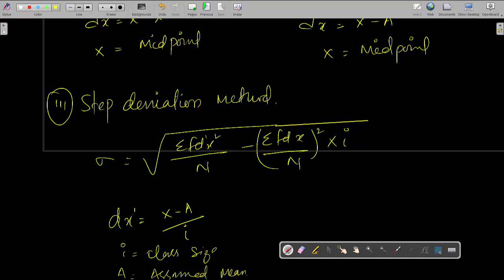All right, so in the next tutorial I'll be solving a few sums, but before that I want you to go through this tutorial and learn the formulas for how to calculate standard deviation.